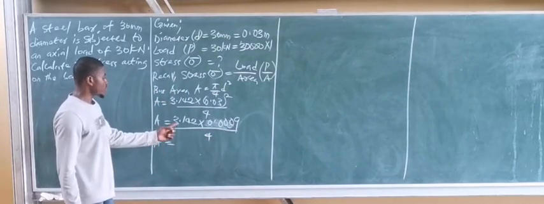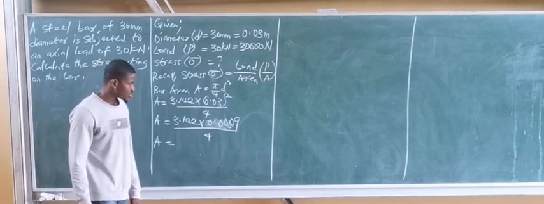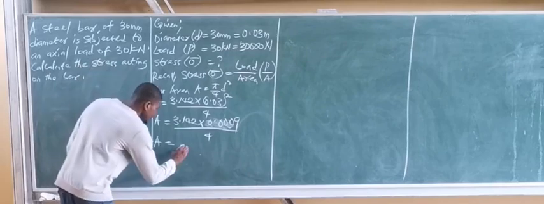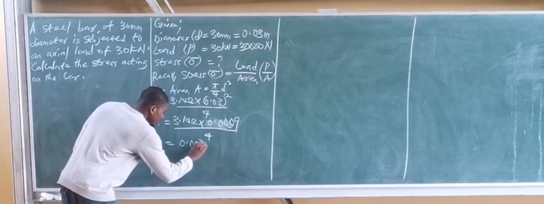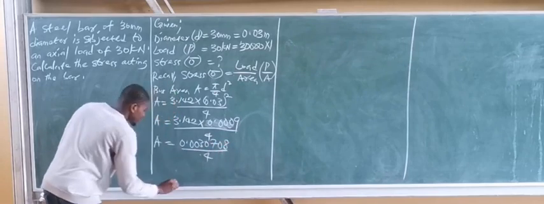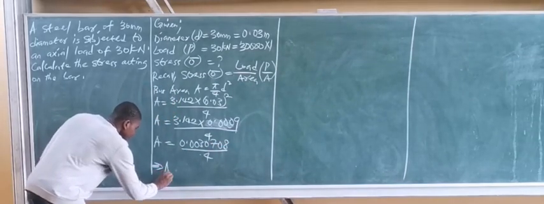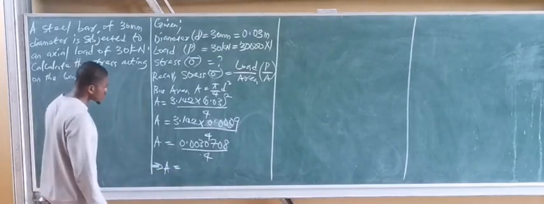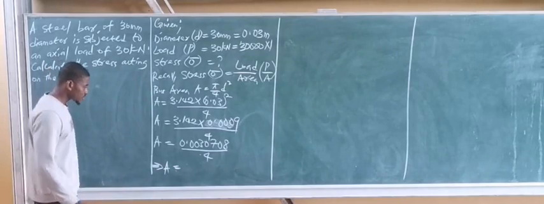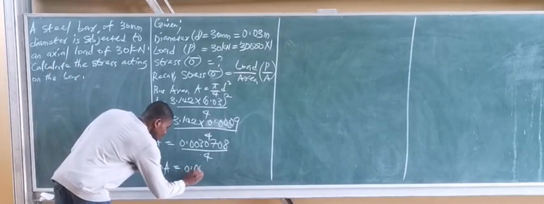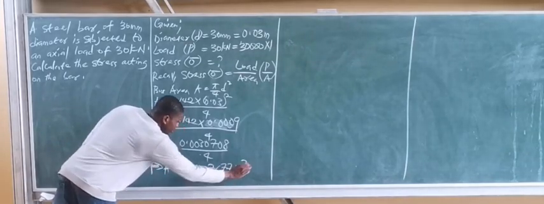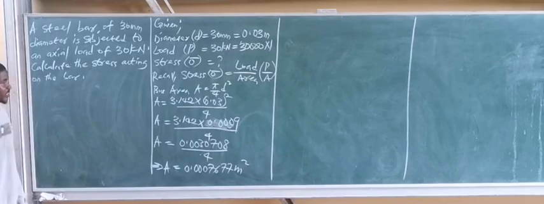Okay, area is equal to 3.142 multiplied by 0.0009, it's 0.003. Divided by 4. So that simply implies that area is equal to 0.003 divided by 4, which is 0.000707 meters squared. So this is the value of the area.